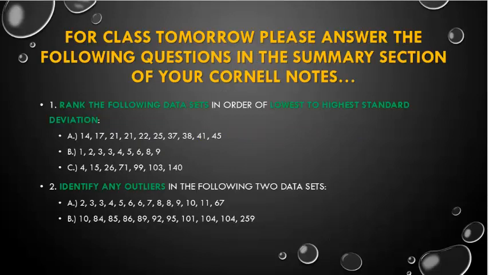We want you to practice this. For class on Monday, you need to answer the following questions in the summary section of your Cornell notes. The first question is that you need to rank the following data sets in order from lowest to highest standard deviation, meaning that you're going to rank them from the data set that is the most tightly knit to the one that's the most spread out.